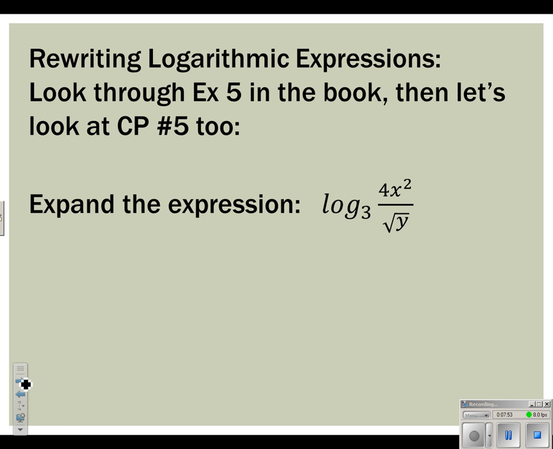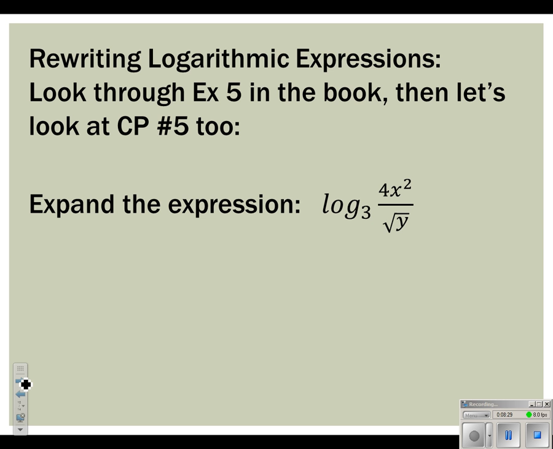Rewriting log expressions. Look through example 5 in your book. Okay, example 5 takes us to page 385. When you have many things going on in the expression part of our logarithm, being able to break them apart and listing them singly is going to be something that you're going to be asked to do. So it's called expanding the expression. So what we have here for this checkpoint problem, it says log base 3 of the quotient 4x squared over root y. So a couple of things here first of all.